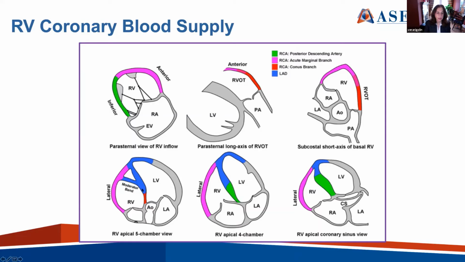And then notice that the moderator band is actually supplied by the left anterior descending artery. You can remember that by its proximity to the interventricular septum, whereas the mid and apical portions of the septum are supplied by the LAD as well. And notice also that the very apex of the right ventricle is often supplied by the LAD as well. So just keep in mind the different coronary territories depending on which view you're looking at.